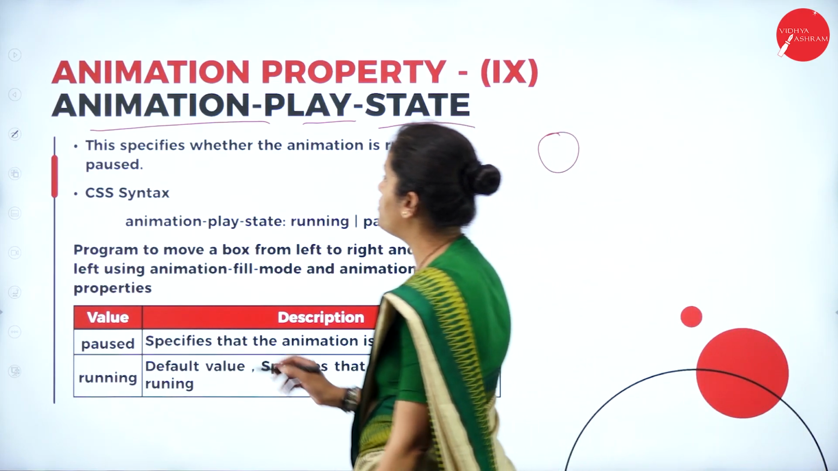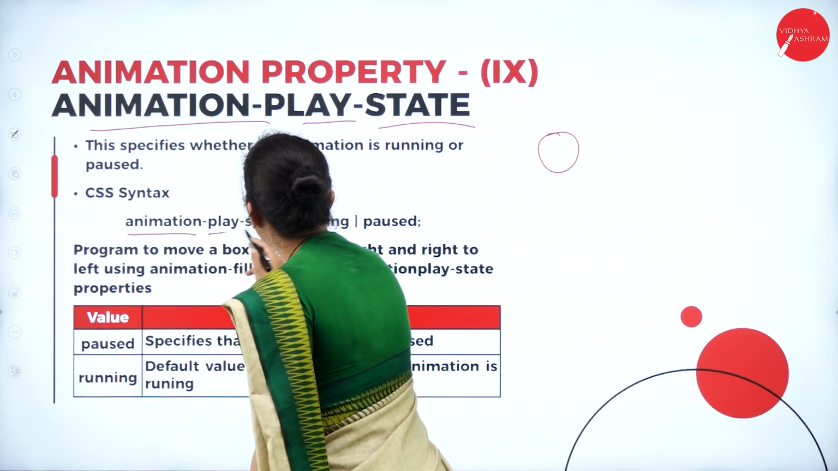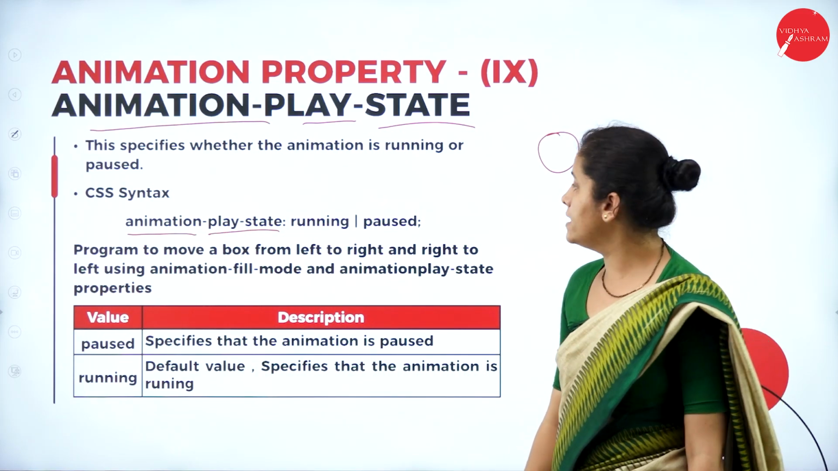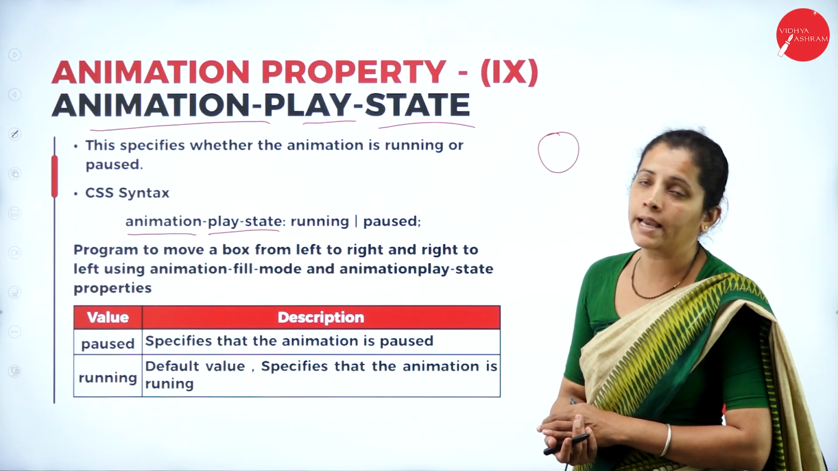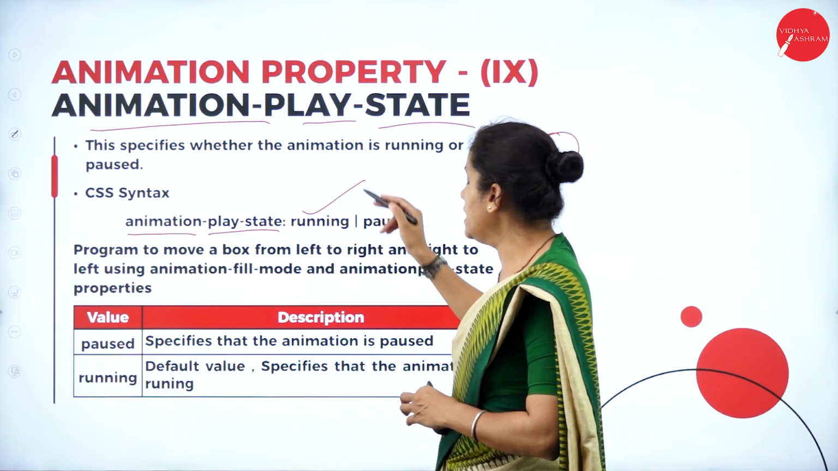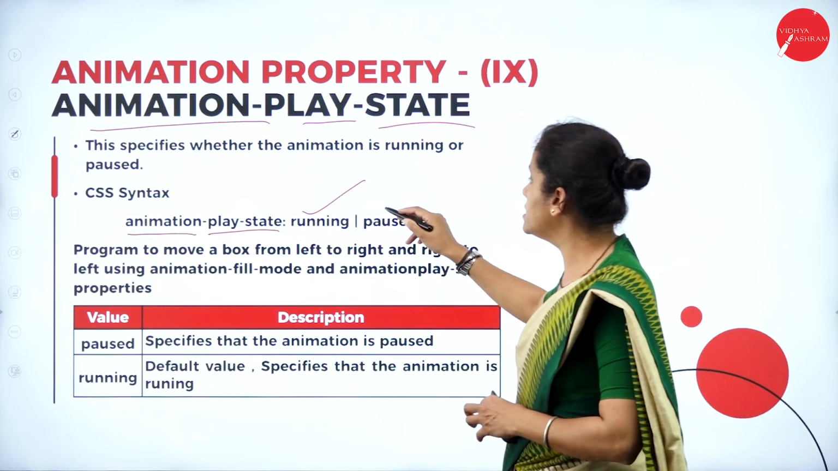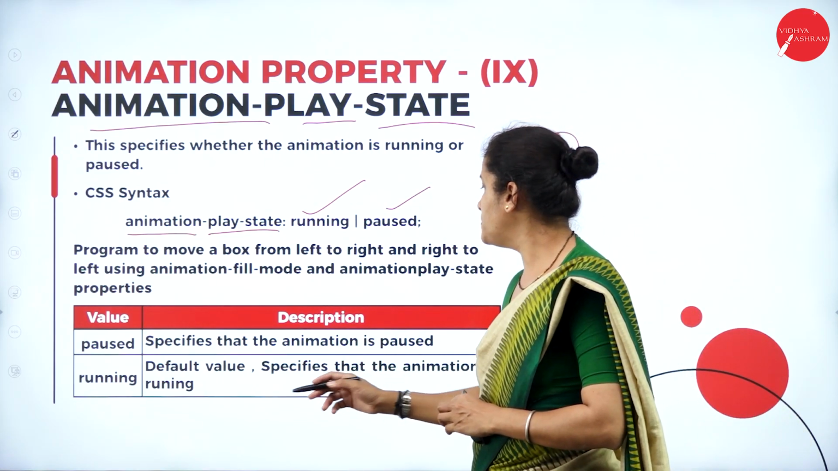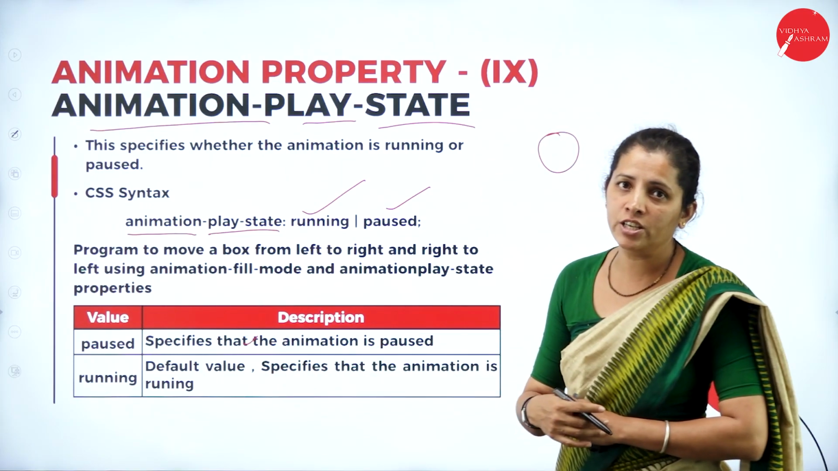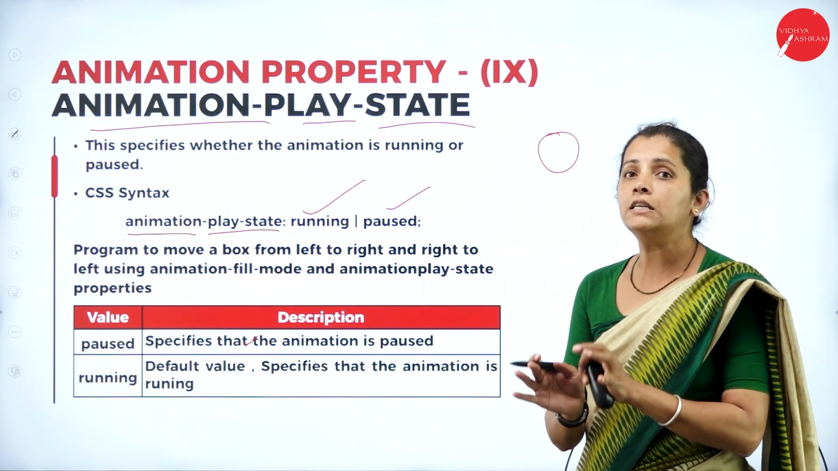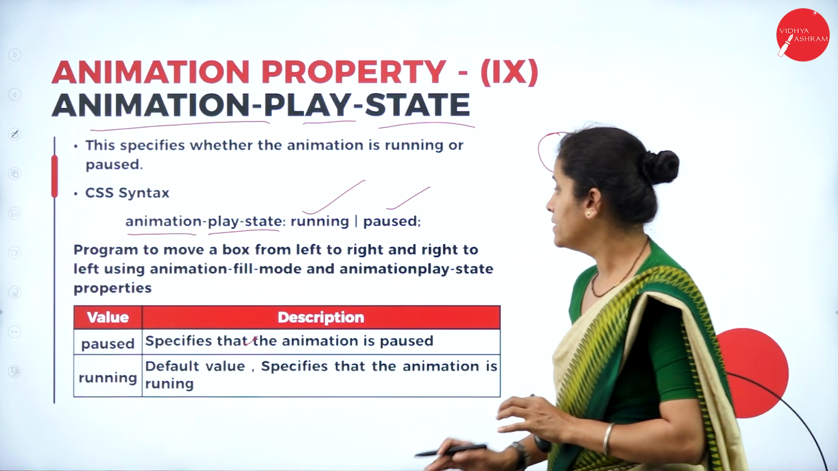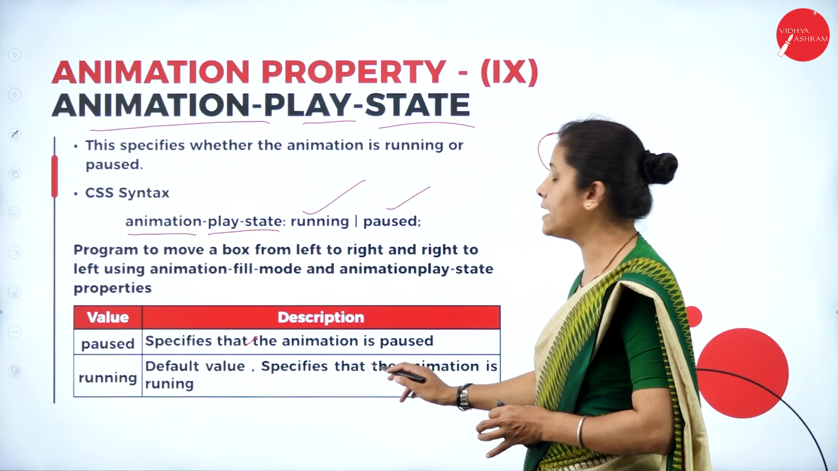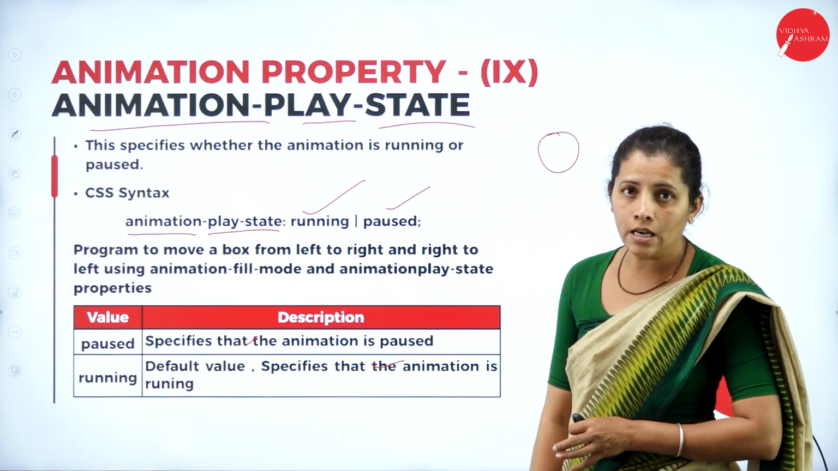So I have the property animation play state. What are the two possible values here? Running and paused. Paused specifies that the animation is stopped for the time being. Running is the default value and specifies that the animation is running.